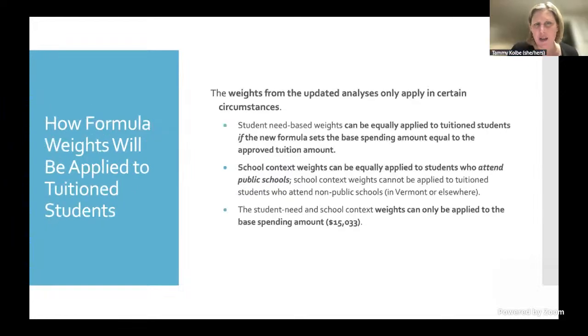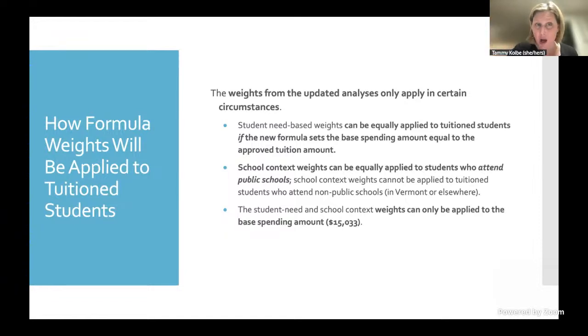Okay. The second thing is how will the formula weights be applied to tuition students, right? And so I want to be clear about how the weights that you've seen in this presentation and that are in our memo can be applied. Okay. So the student need weights can be equally applied to tuition students if the formula sets the base spending amount equal to the approved tuition amount. Remember, the weights have to be on the same base.